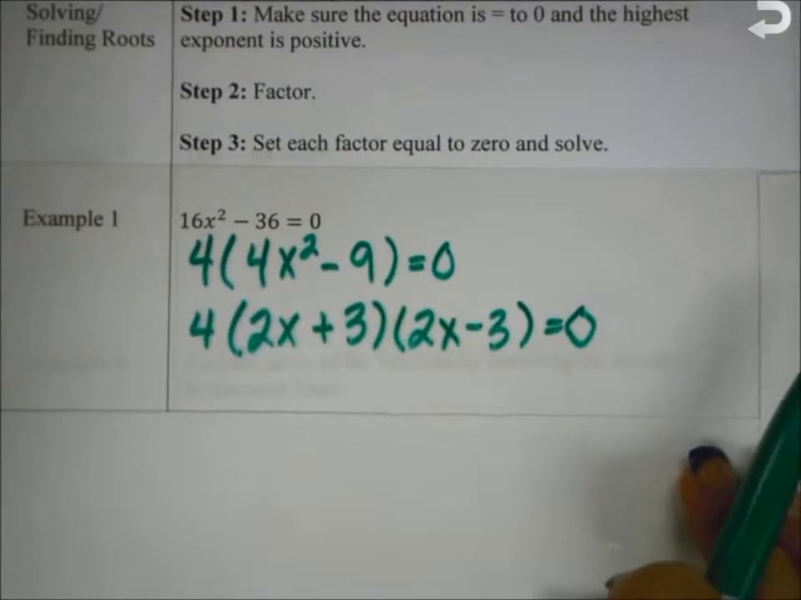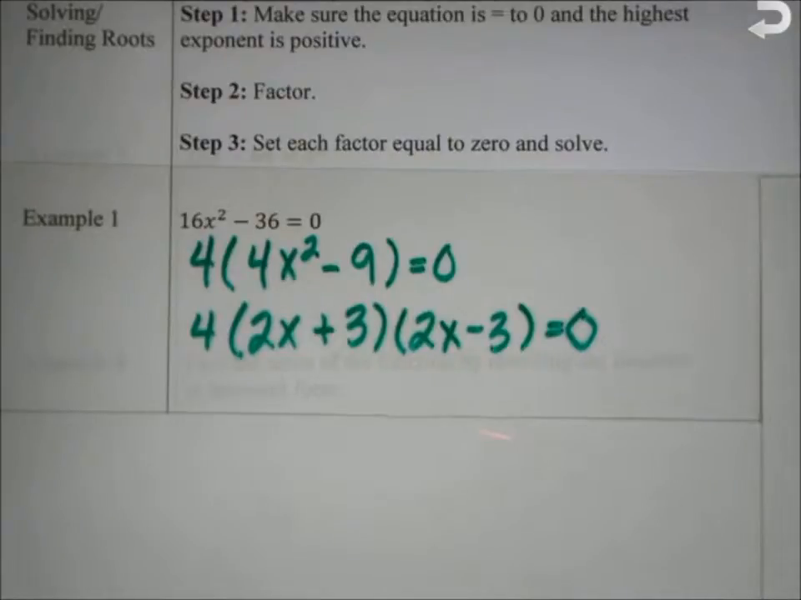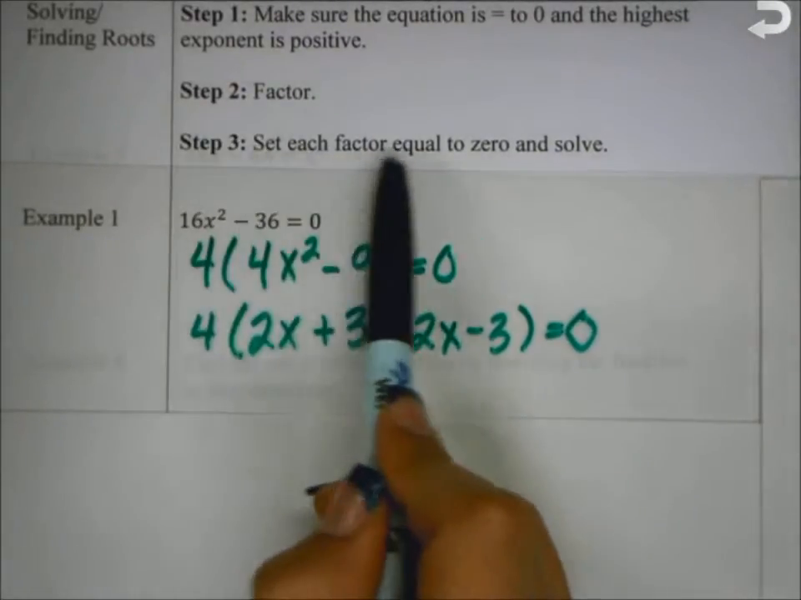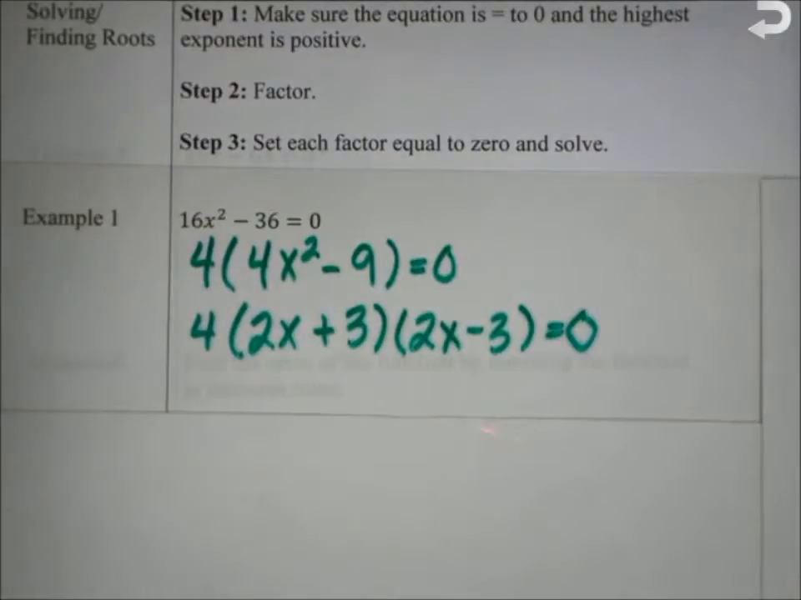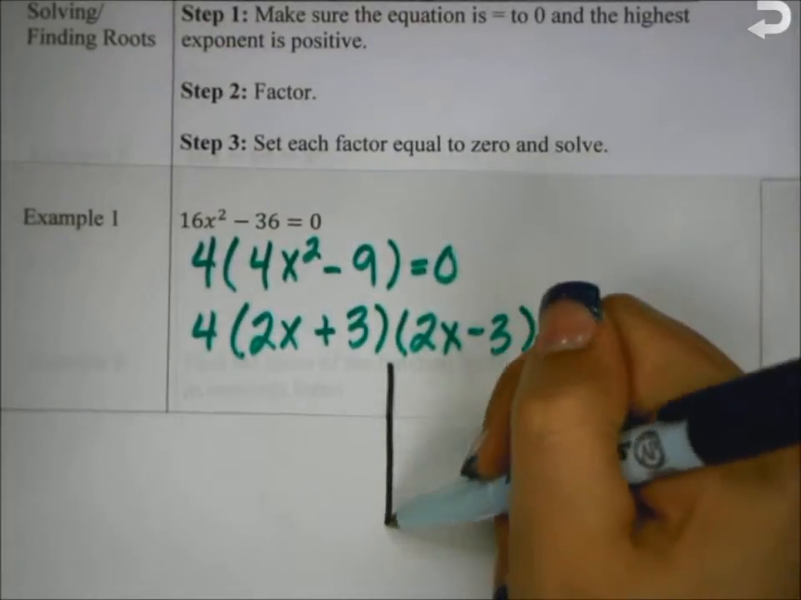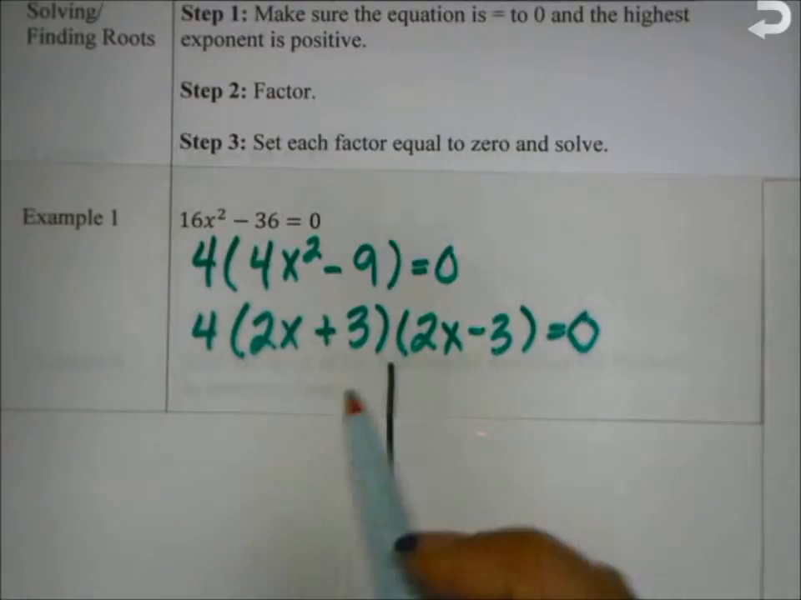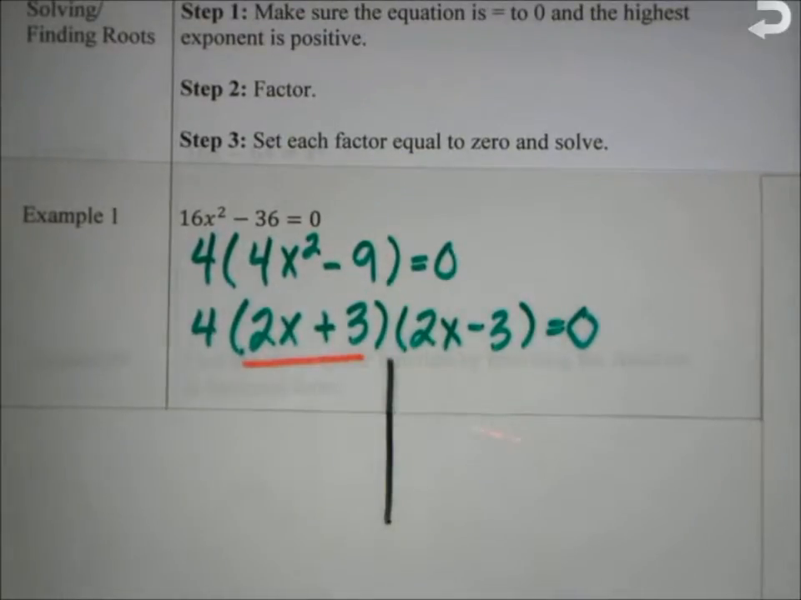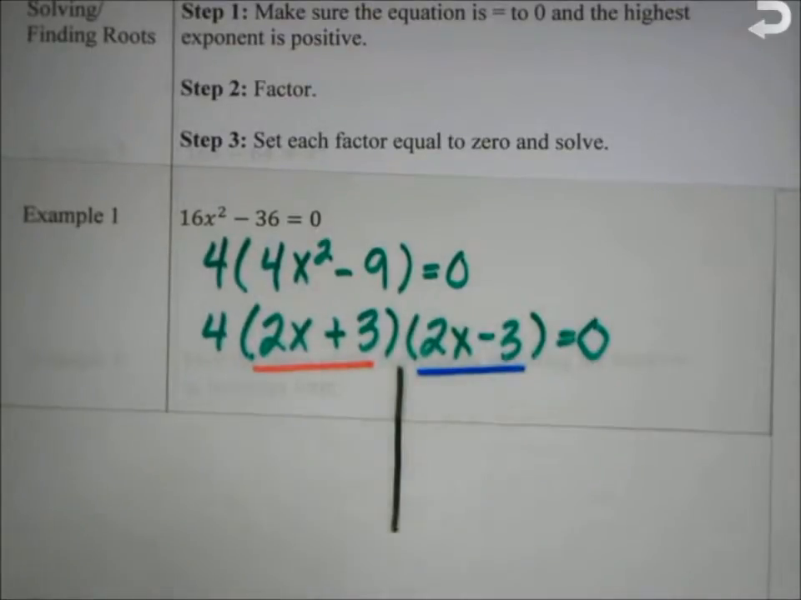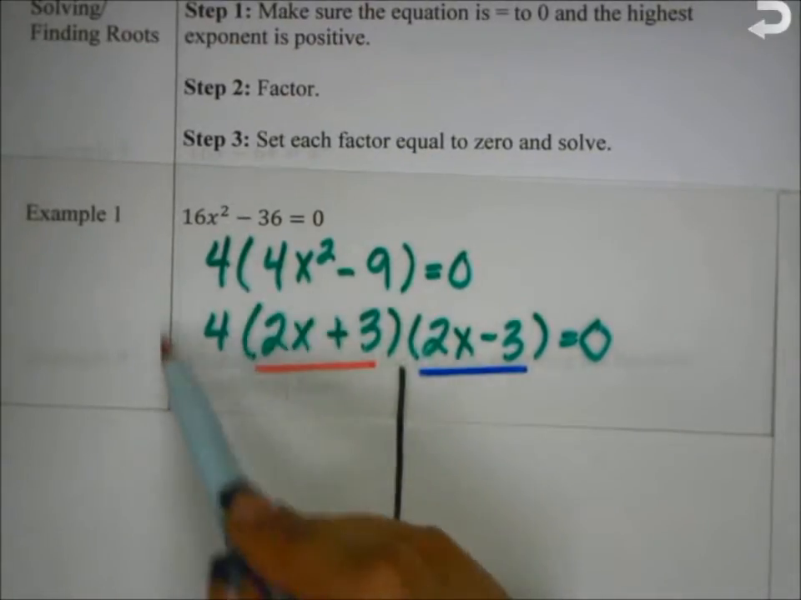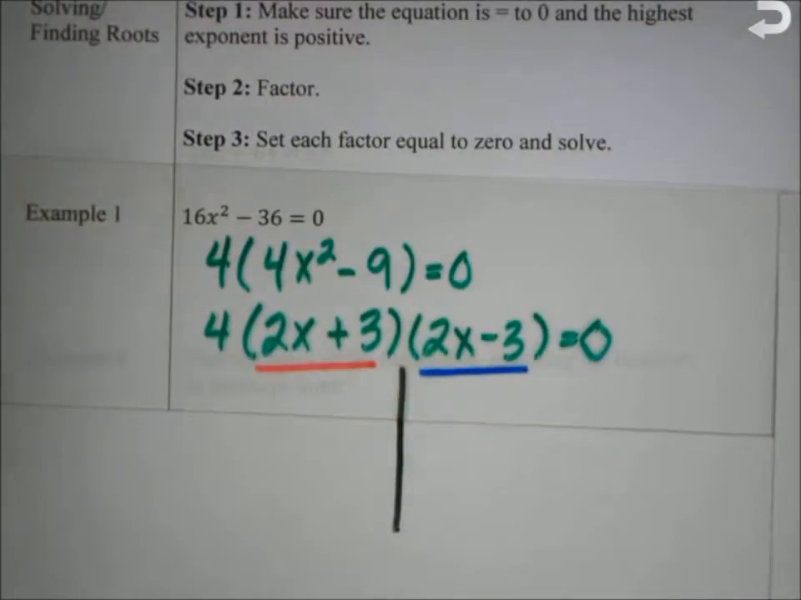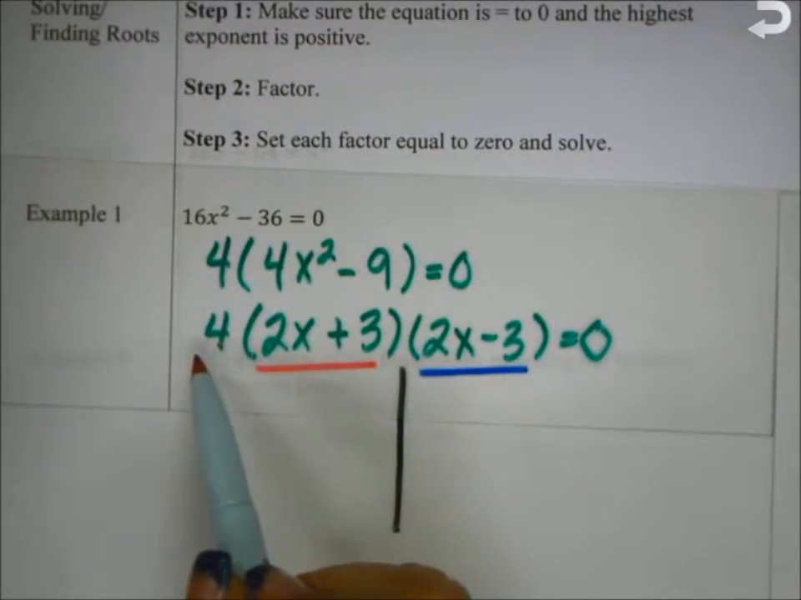You always want to make sure that you factor completely to make all of your solving easier. So then our last step is to set each factor equal to 0 and solve. So when I do this, I make a chart. I draw a line down the middle to keep my 2 factors separate, just so that I don't get all of my work confused. And I have 2 factors here, don't I? I have 2x plus 3 and 2x minus 3. Well, the 4 is just a coefficient on the outside. We don't have to worry about it, because 4 can't equal 0, right? So we don't have to worry about it.